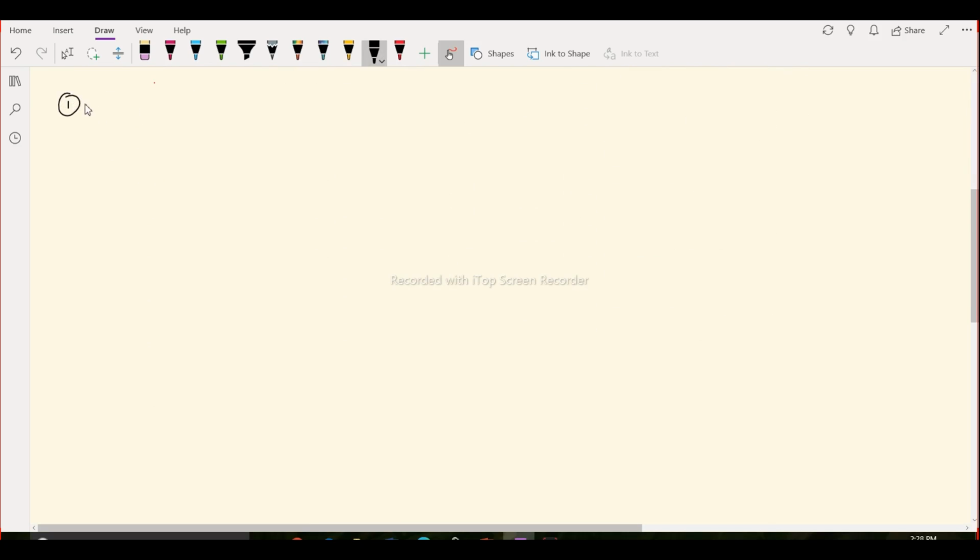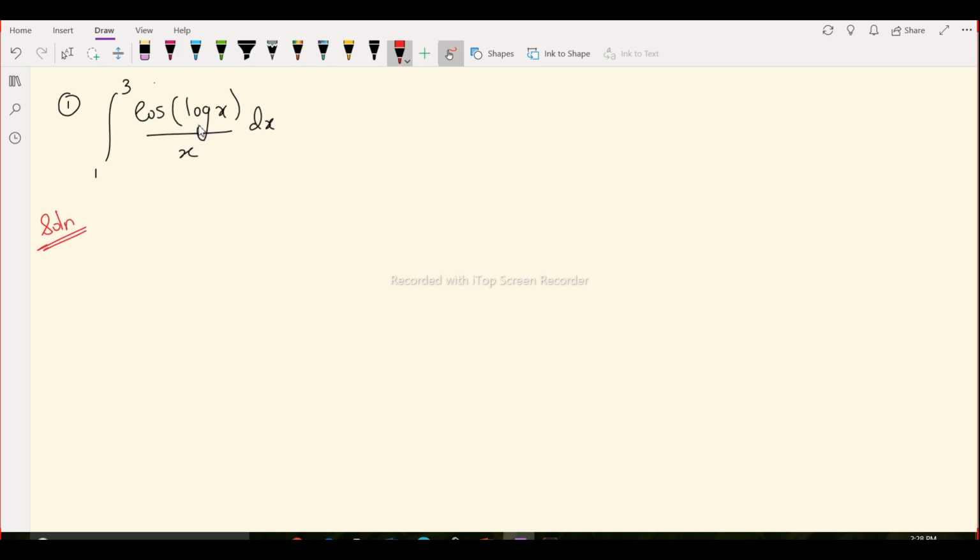Let's say the first question is the integration from 1 to 3 of cos of log x upon x dx. This is the question. Okay, let's start off with it. Obviously I can see log x and I can see 1 by x. So I'll put log x equal to t. You can put log x as any variable, I'm just using t. Now we take the derivative, so 1 by x dx is equal to dt.